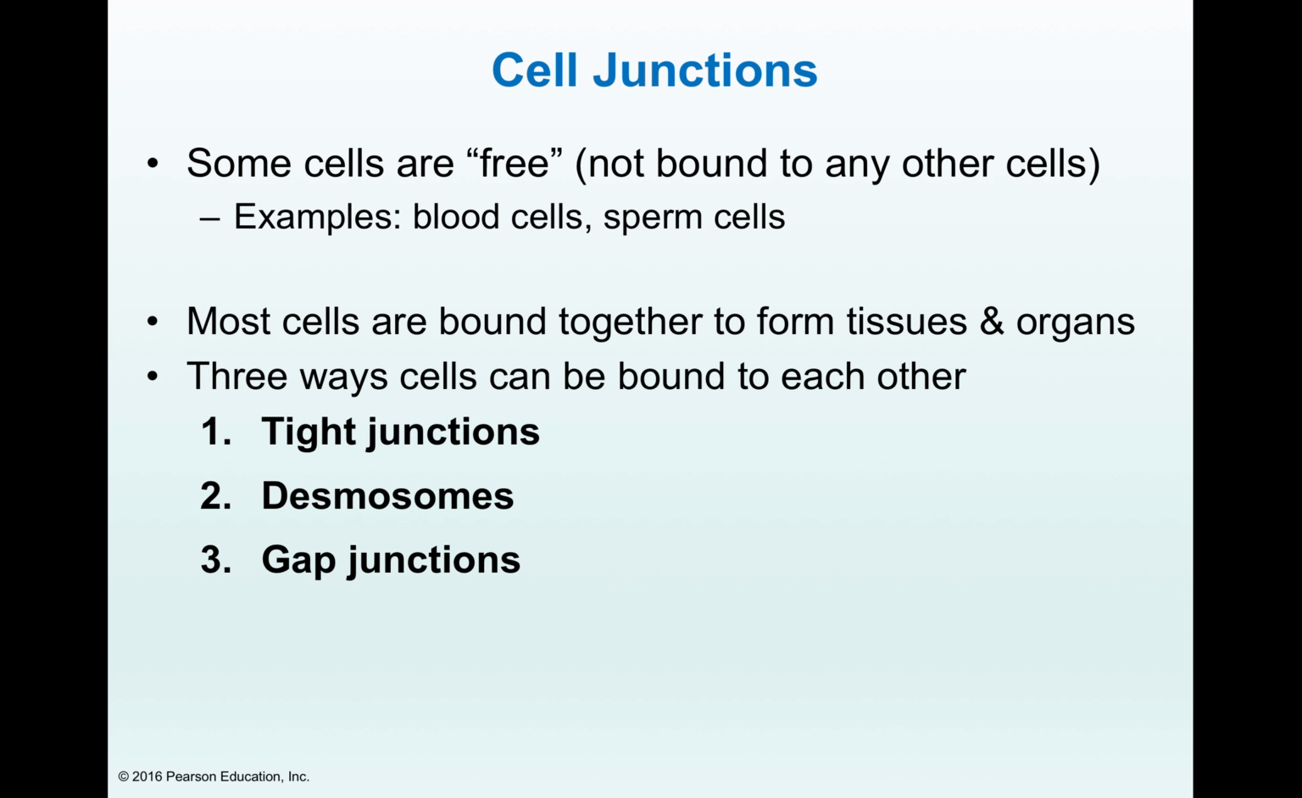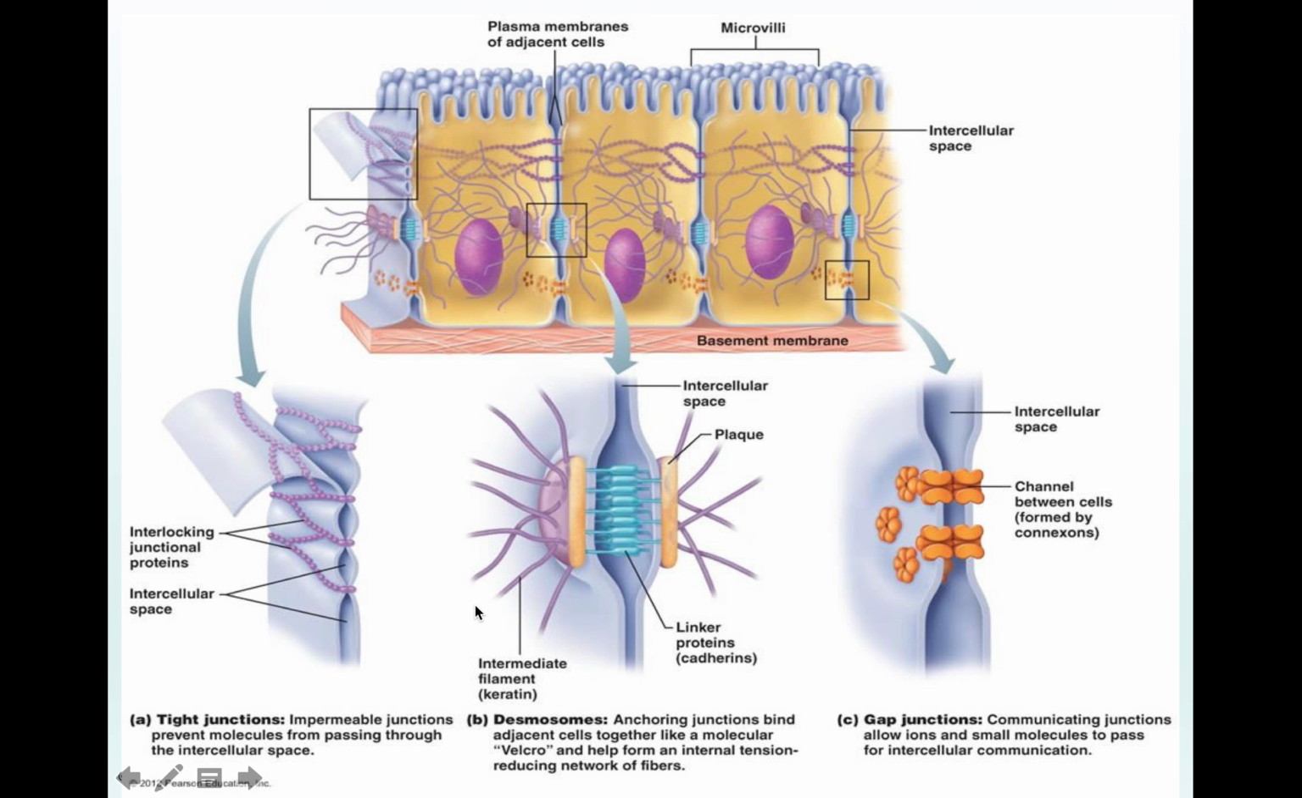There are three different junctions that are present within your cells. The first one is known as tight junction, the second one is desmosomes, and the third one is gap junctions. Let's take a look at each of these cell junctions and some of their characteristics and an example or two of where you can find them.